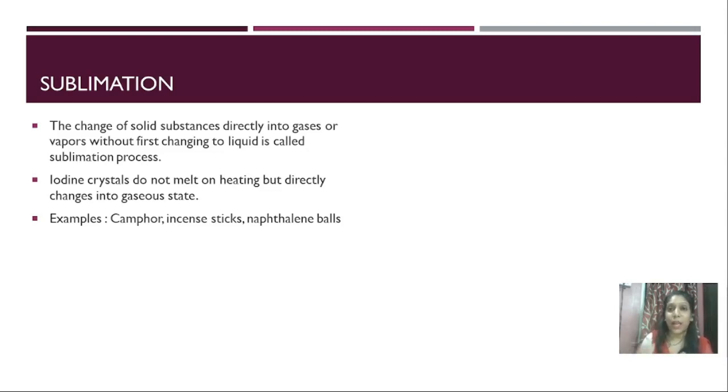In the same way, naphthalene balls. They are white color balls. They are kept inside the cupboards so the damp smell does not come. So these balls are also solid in state, but they do not turn into liquid first. They directly change into gaseous state or vapors.